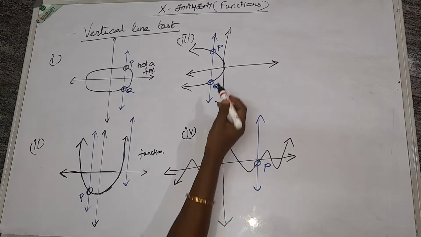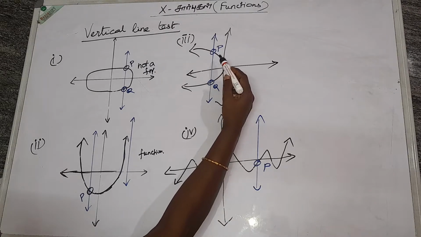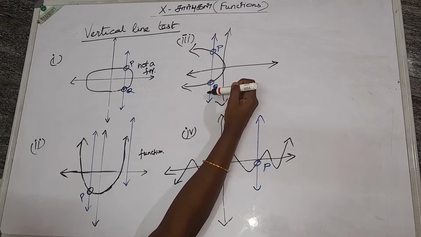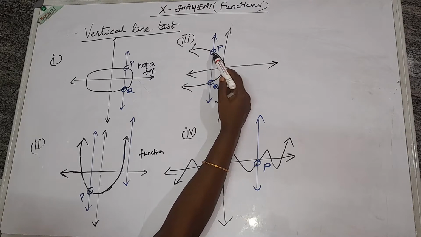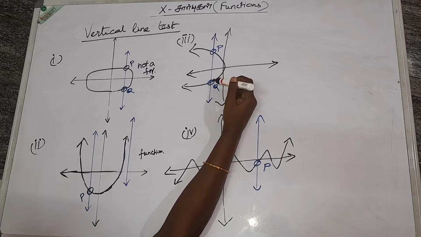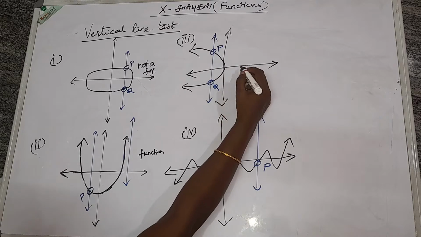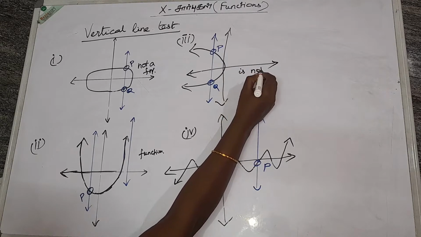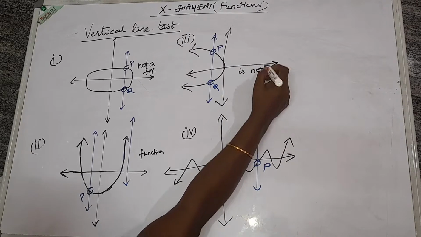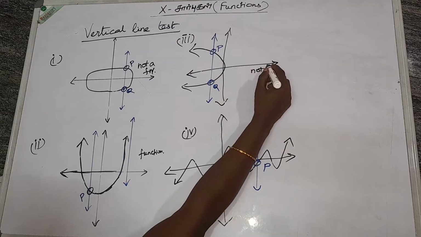Then the third one, here if you draw the vertical line, perpendicular to the x-axis, it will meet the curve in both 2 points, more than one point, P and Q, so we can say it is not a function. The figure represents not a function.